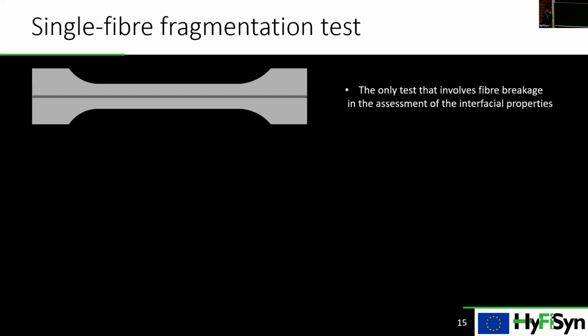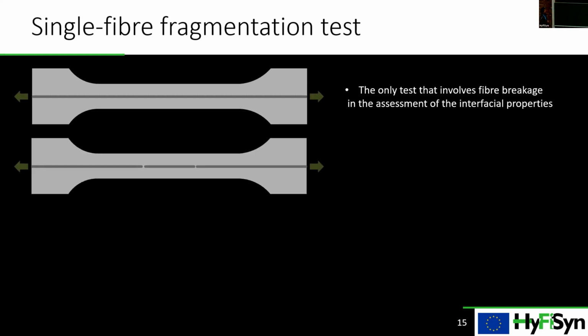Okay, I will first start with the first micromechanical test that you can do to get the interfacial properties. This is called the single fiber fragmentation test, where basically you embed a fiber in the center of a dog bone shaped specimen or a straight specimen. And it is, among the 4 tests that I'm going to introduce to you, the only test that involves the breaking of a fiber.